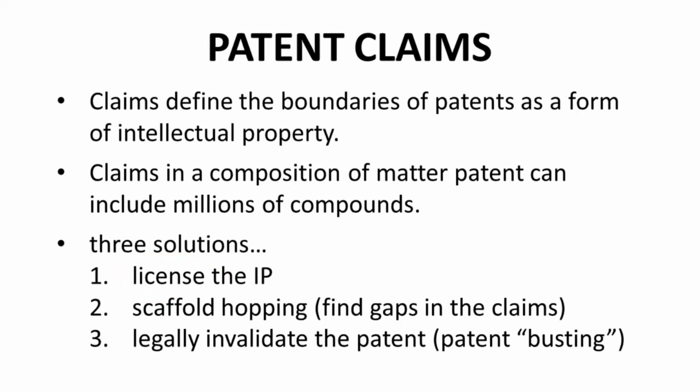Second, you can try to make changes to the scaffold of a compound or series of compounds so that they A, still retain activity, and B, avoid inclusion within the claims. This approach is called scaffold hopping. You are essentially looking for gaps in the patent claims coverage. This approach is free but requires creativity and good chemical intuition.